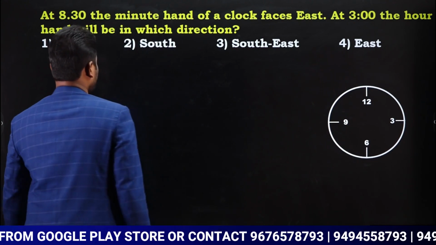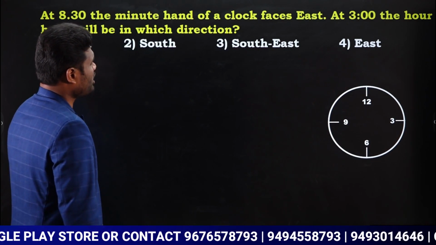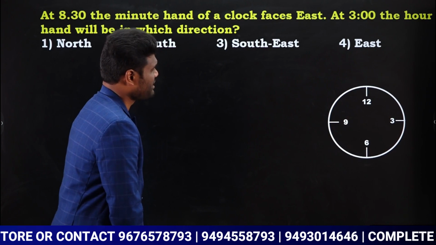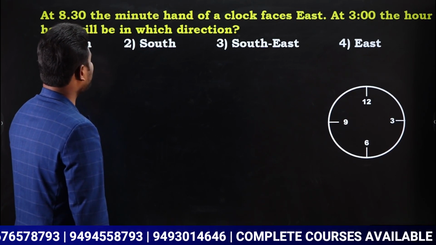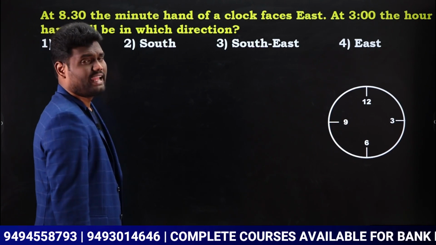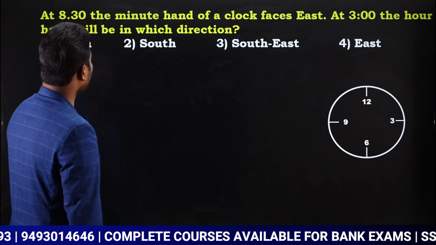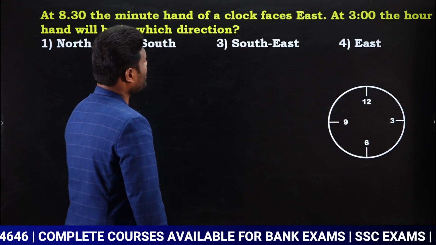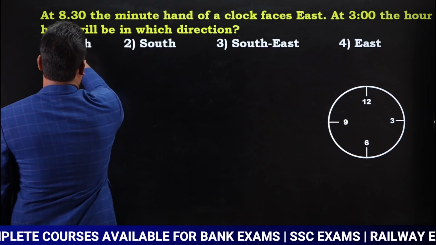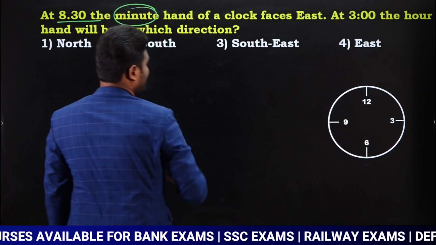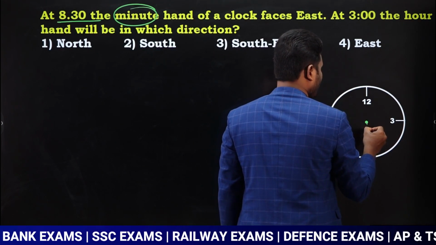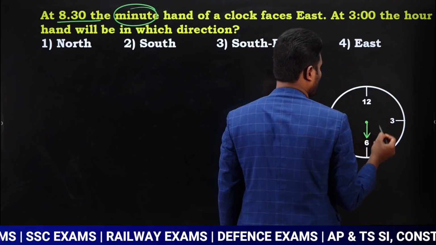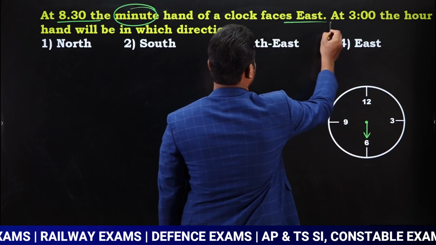At 8:30 the minute hand of a clock faces east. At 3 o'clock, which direction will the hour hand be in? Look here, it is said that at 8:30 the minute hand of the clock is facing towards east. At 8:30, the minute hand means 30 minutes. 30 minutes means the minute hand is going to face towards 6, yes or no? Now this is nothing but towards which direction it seems?